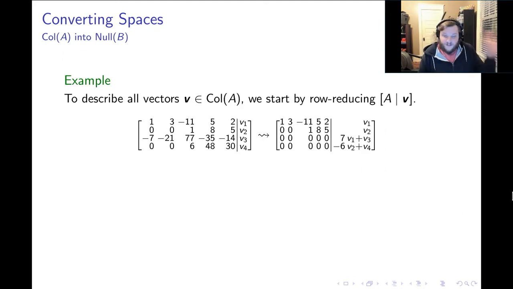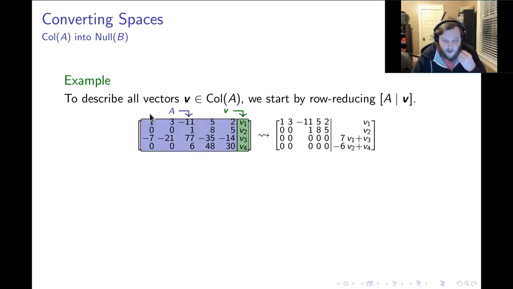So we just saw an example of converting a null space into a column space. Let's look at the reverse. Here we're going to convert the column space of a matrix into the null space of another matrix. So let's now describe all vectors V in the column space of a matrix. So here what we're looking at is a perfectly good 4 by 5 matrix A. And let's say we wanted to describe everything in the column space of this matrix.